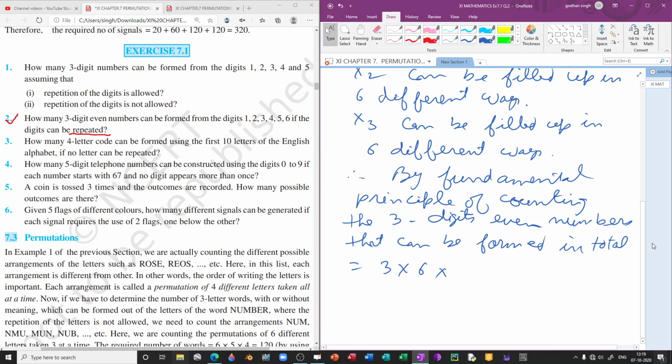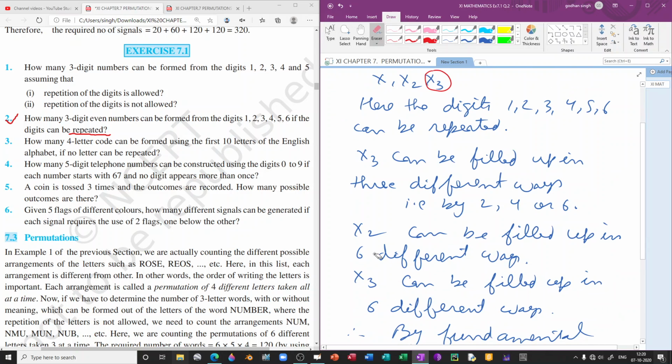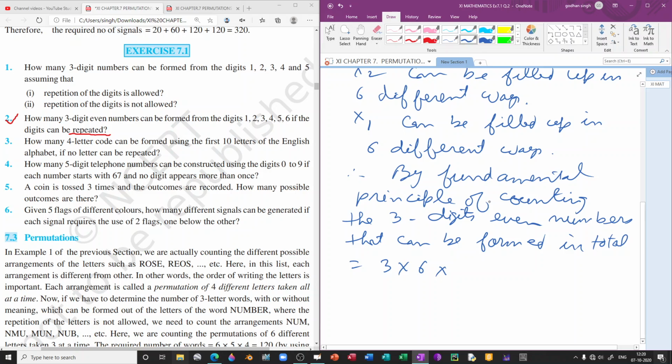Here we had written that x3 can be filled up in 6 different ways, so there will be a correction. This will become x1, because x3 we have already taken. So x1 can be filled up in 6 different ways. That is 3 into 6 into 6. 6 into 6 is 36, and 3 into 36: 6 into 3 is 18, carry 1, and 9 and 1 is 10, so 108. So 108 numbers will be obtained in total.